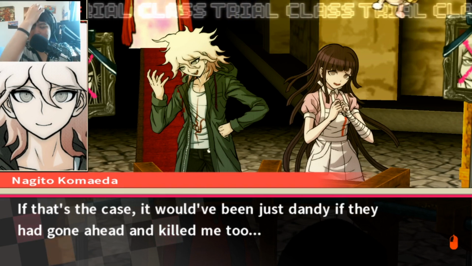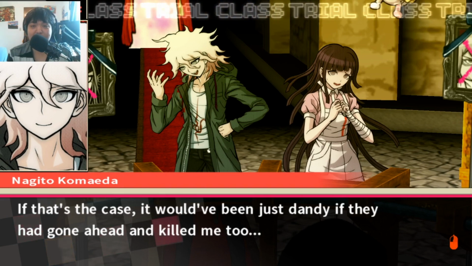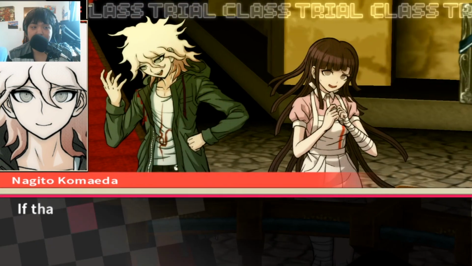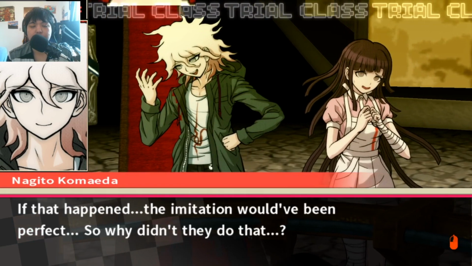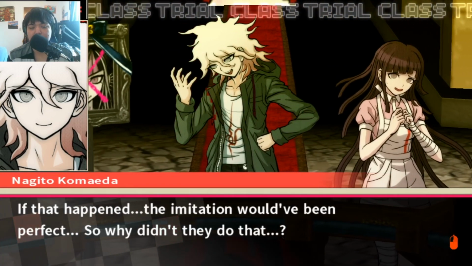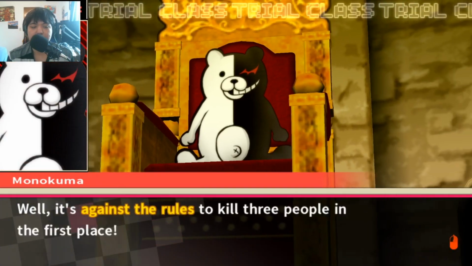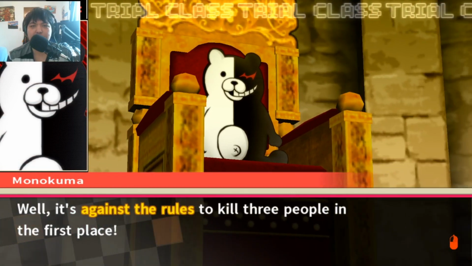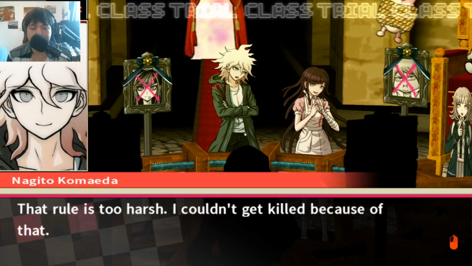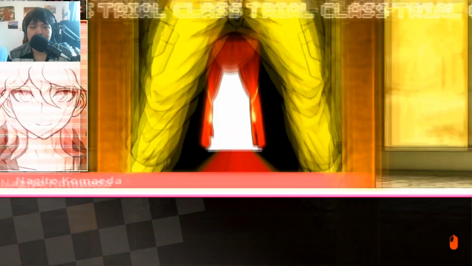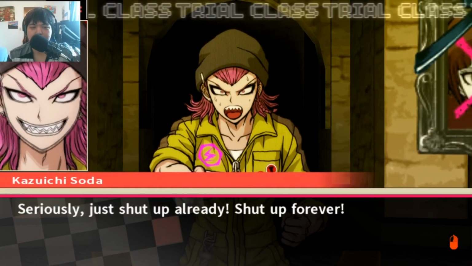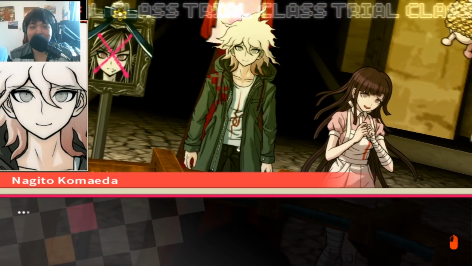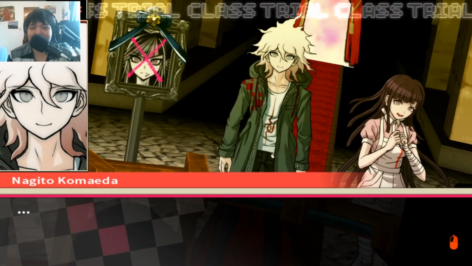Because if you get killed from it, there's no point telling. But no, I'm willing to let Nagito live. If that happened, the imitation would have been perfect. So why didn't they do that? Well, it's against the rules to kill three people in the first place. It did say only two people killed. That rule is too harsh. I couldn't get killed because of that. Seriously, just shut up already! Shut up forever! Okay, he's not shutting up that fast. You serious? You're going to shut up for the rest of your life?